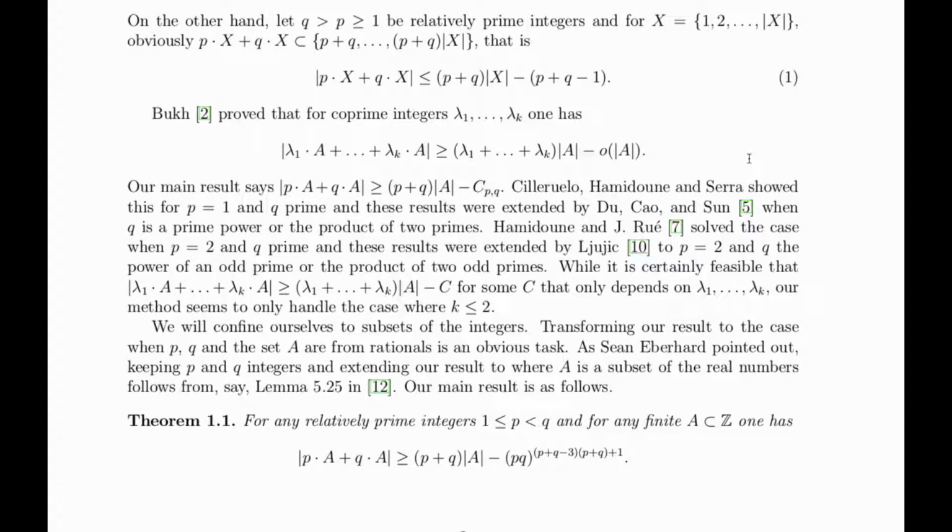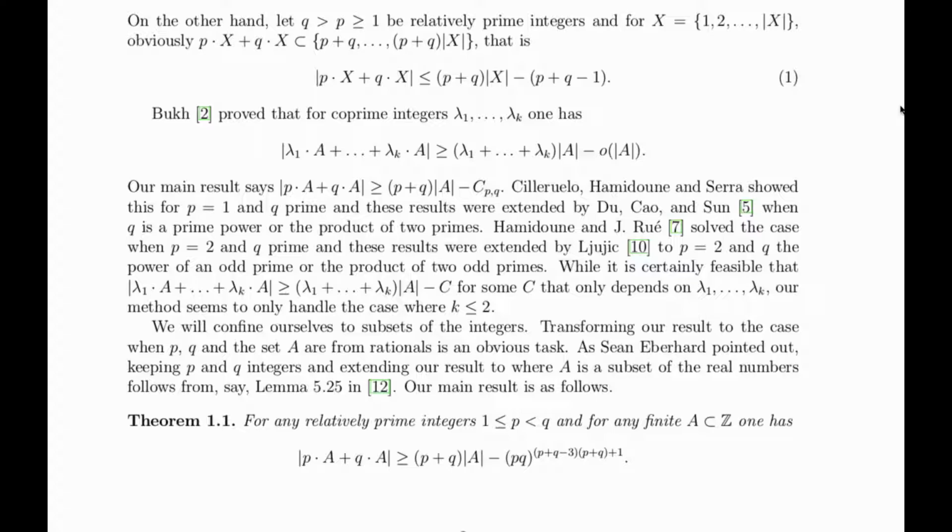Before I talk about what we did in this paper, let me mention some of the history of the problem. So the main result in the area was due to Boris Buch, who proved a nearly optimal lower bound for the sum of K dilates. You see that there's that little o of A term, and so the goal of our paper is to turn that little o(A) into a constant.